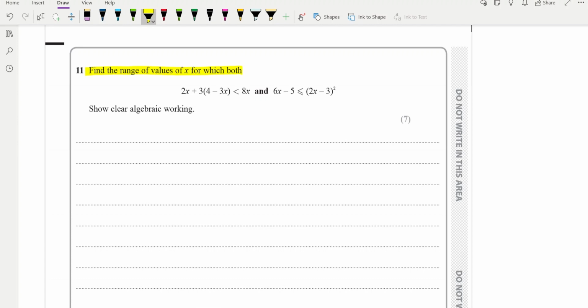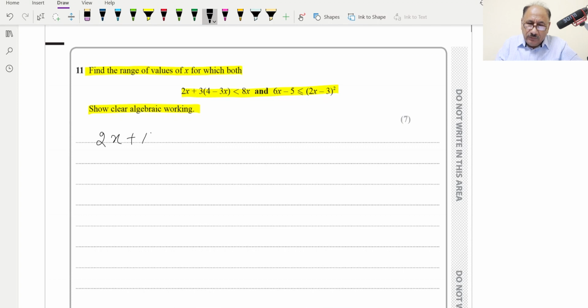Question number 11, find the range of values of x for which both this one and this one hold, and show your clear working. So we will take both the statements and separately solve. 2x plus 12, we are multiplying this. So 12 minus 9x is less than 8x. This one we have written, and we will be solving this.